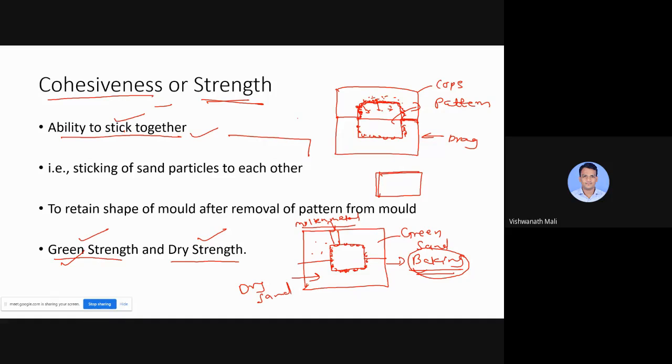So what is this cohesiveness property? When we remove this pattern from our cope and drag, suppose this is the cope and drag, and we have the mold here. Now, whatever sand is around this should not fall into this mold. It should stick to the sand near it, so that it cannot fall into the mold and it cannot change the shape. So that property is known as cohesiveness, right?